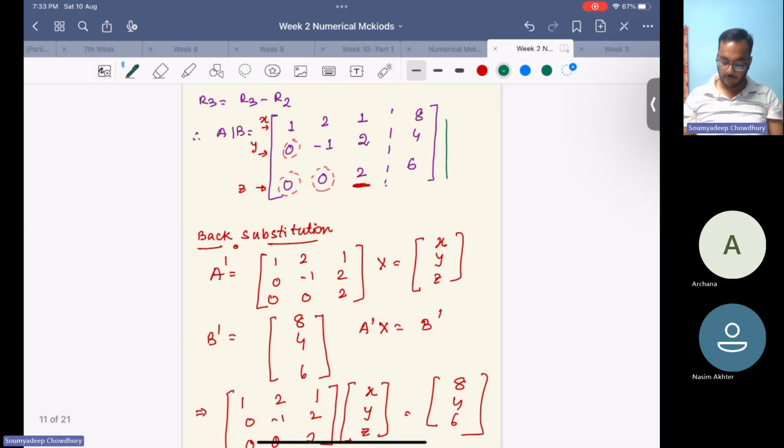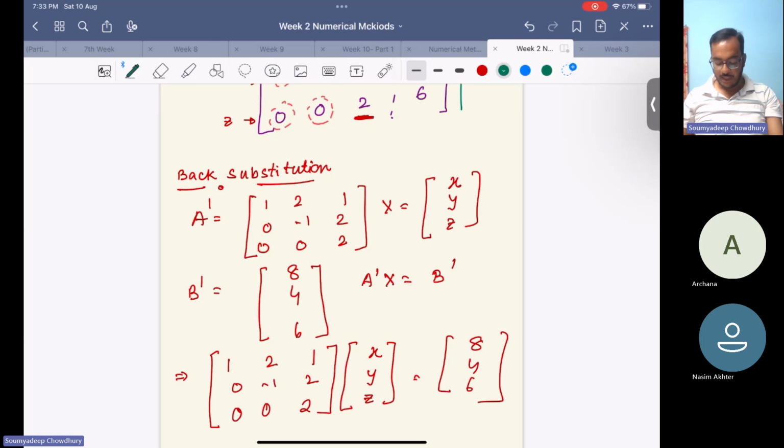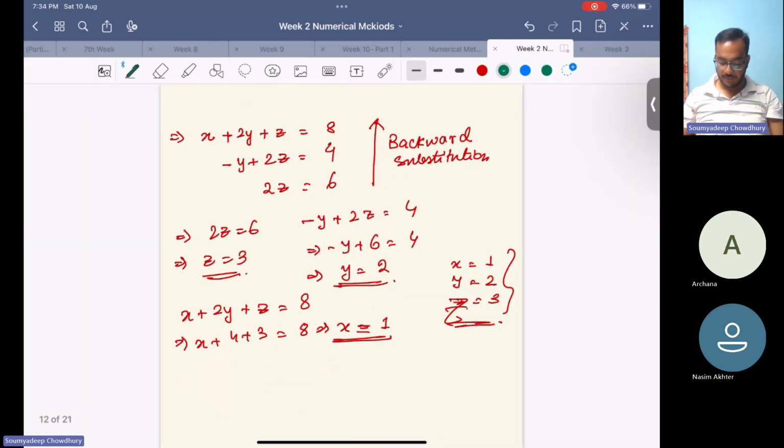So you go from the bottom to the top. What do you mean by that? You have this is my A matrix, this is my X matrix, which is X, Y, Z, the unknown matrix, and then we have the B matrix, right? 8, 4, and 6. So from that, the last, we substitute the last equation. So it basically gives 2Z equals to 6. So from that, we get Z is equal to 3.